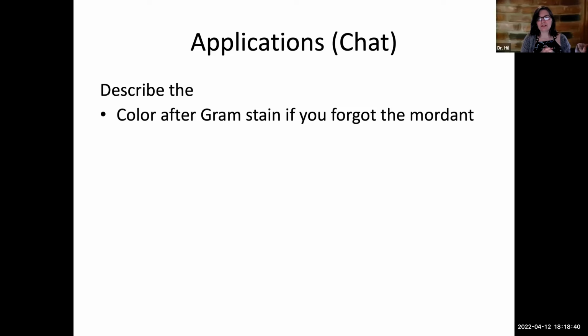For this one, just put a color into the chat. You know what the two possible colors are in a gram stain? Well, actually there's 3, I guess. You forget the mordant. What color do you think it's going to be? Put a color into the chat. If you have no idea and you don't want to guess, go ahead and put a question mark, but put something into the chat.